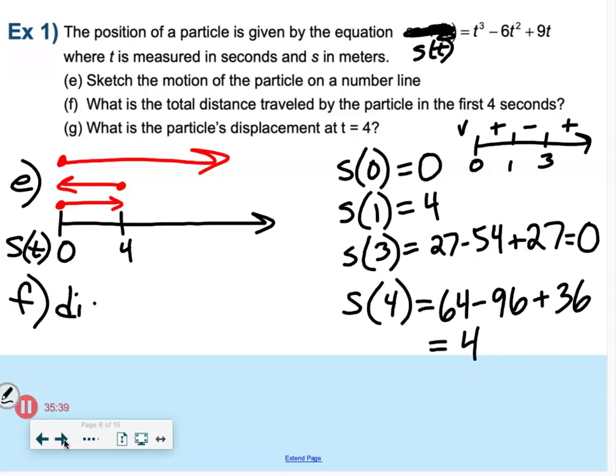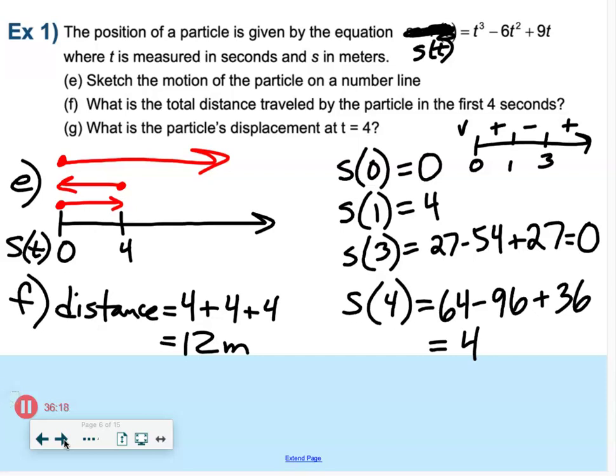So my total distance traveled. How far did I travel from time 0 to time 1? 4 meters, right? From time 1 to time 3, how far did I travel? Another 4 meters. Does it matter that it was in the other direction? No, not for distance. We don't care. From time 3 to time 4, how far did I travel? Another 4 meters. So my total distance is 12 meters.